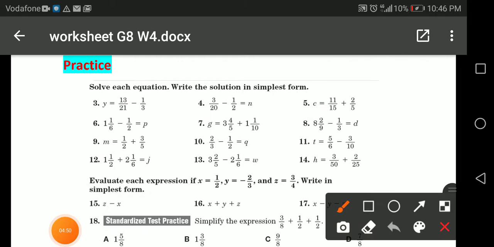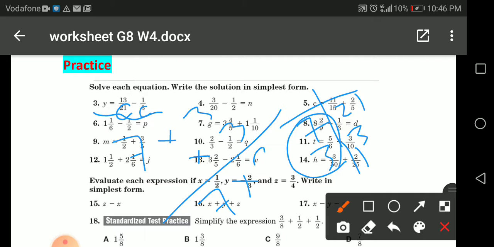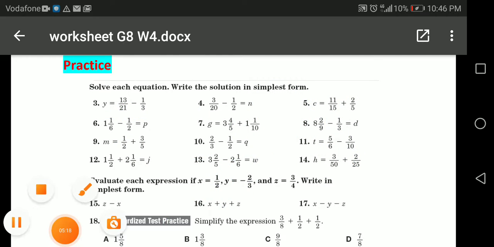So I have here some practice. Y equals 13 over 21 minus 1 third. So we have to make the LCM of both. 3 is 3, 21 is 21, divided by 7 gives me 3, divided by 3 gives me 1. 7 multiplied by 3, and another 3. So we'll take 7 multiplied by 3, which is 21. So the LCM is 21.